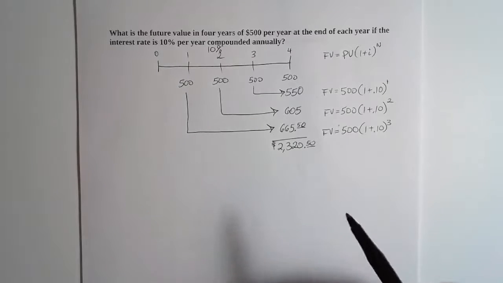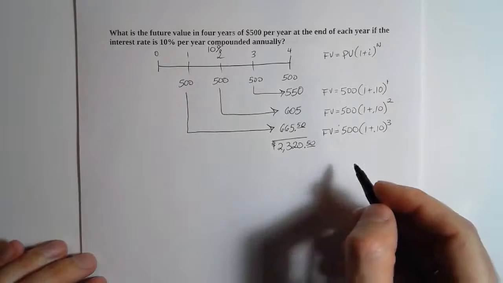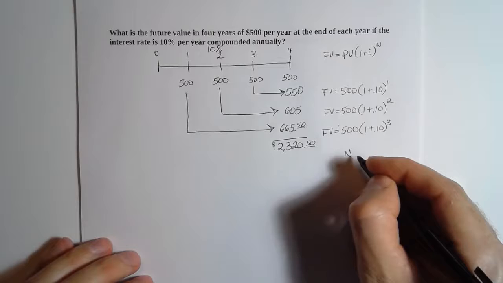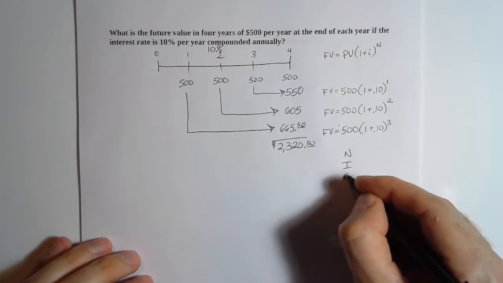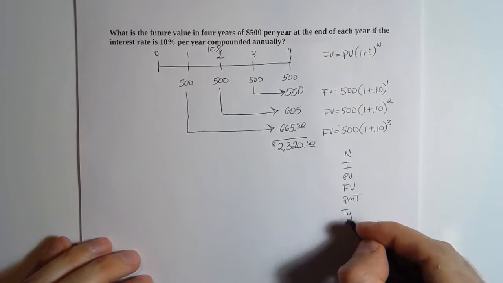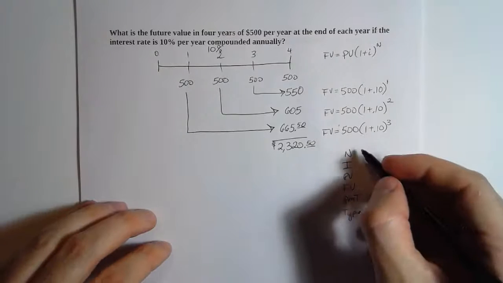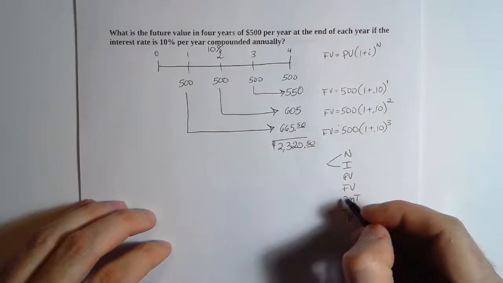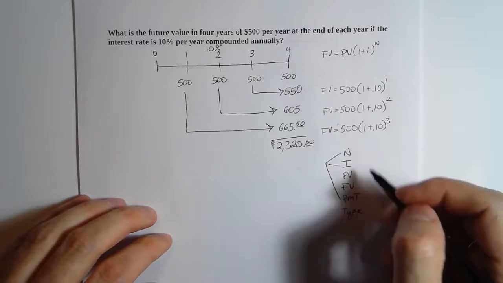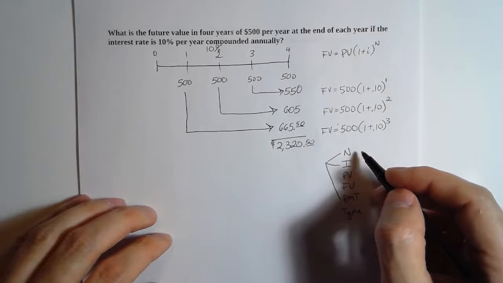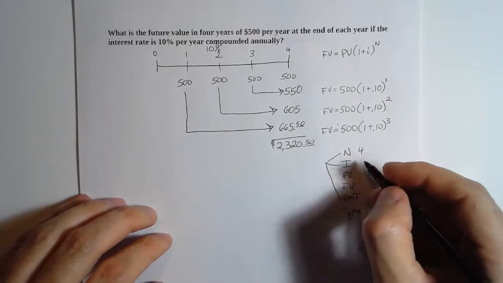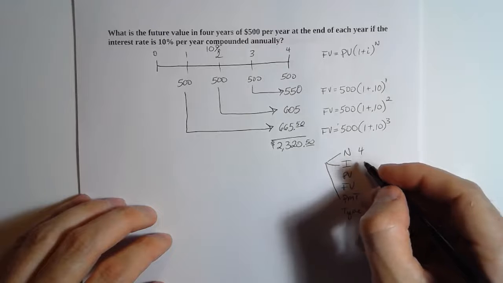Well, as it turns out, we could also do this with our calculator as well. So let's go ahead and do that. So if you're using your calculator, you again have N, I, PV, FV, payment, and type. So N is the number of periods, I is the rate per period, payment is the amount per period. So in this case, we are dealing with $500 per year for 4 years. So N is going to be 4. I is the interest rate, and it needs to be the rate per year, so that's going to be 10.